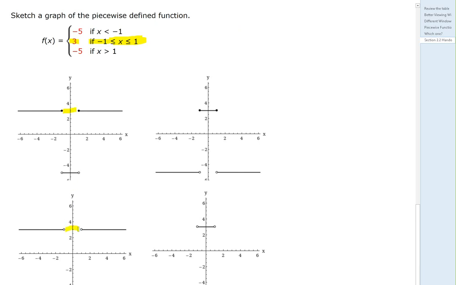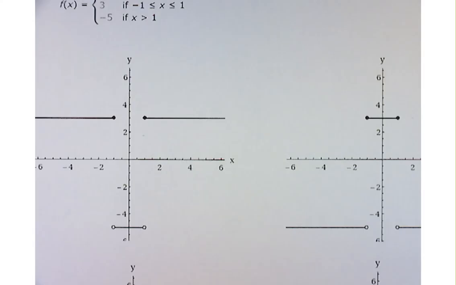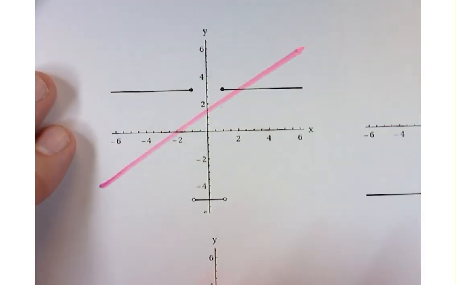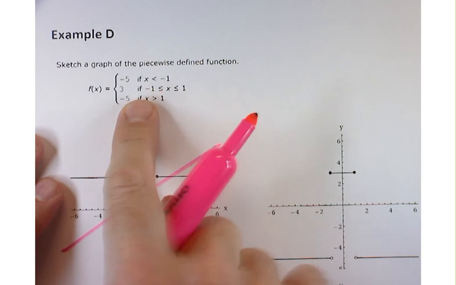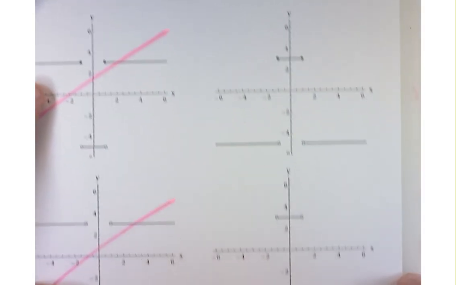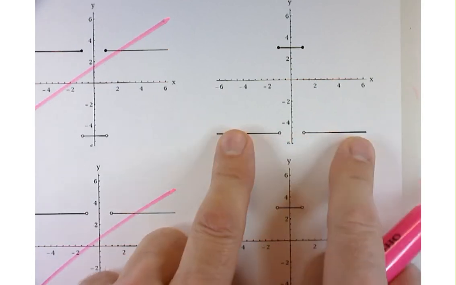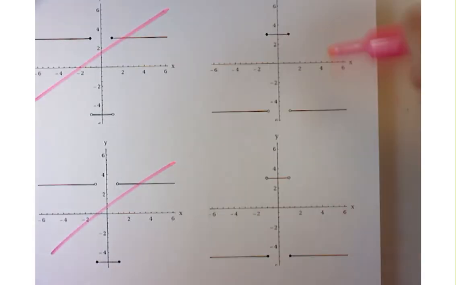But neither of these first two are at 3. So we can eliminate those. Your job in here is to pick which one is right. I can eliminate that one, and I can eliminate that one. Neither of these are correct. Looking back again, both of these are at the correct height of 3, and then outside of the interval -1 to 1, you're at a height of -5. So both of these graphs seem like they work.